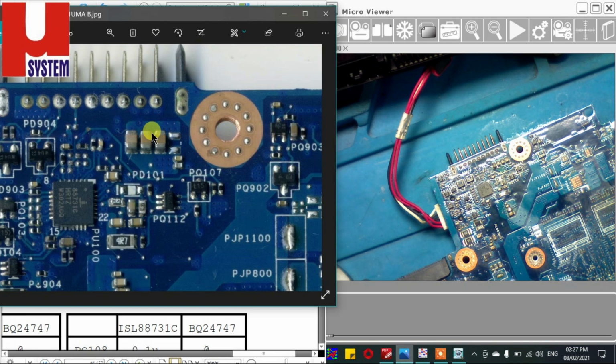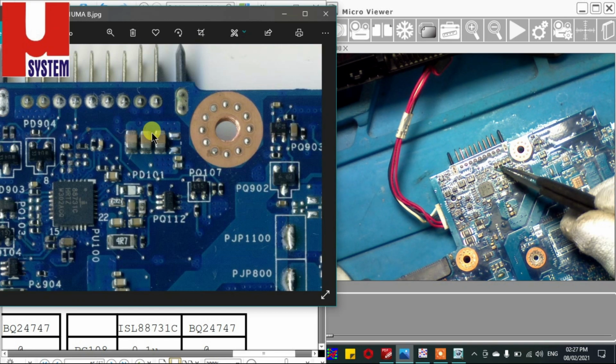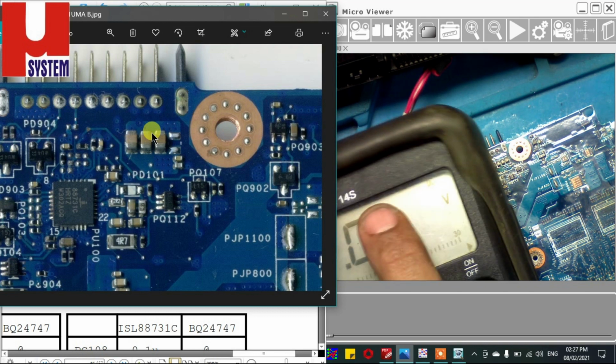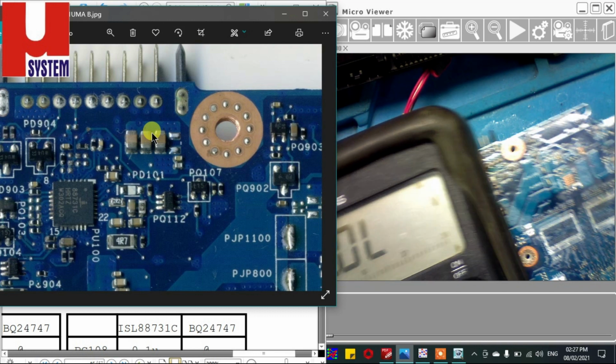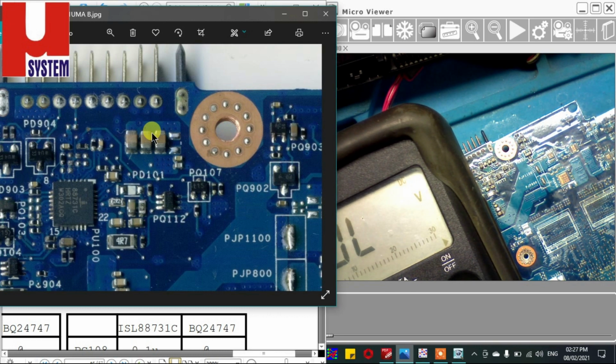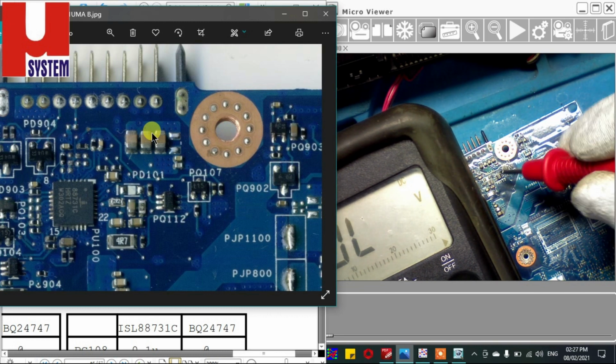As you can see, I have replaced these 4 PF. 1, 2, 3 and 4. The culprit and the faulty PF, which was shorted, which was showing me the shorting, I removed it. So now again we are going to check with the connectivity again.